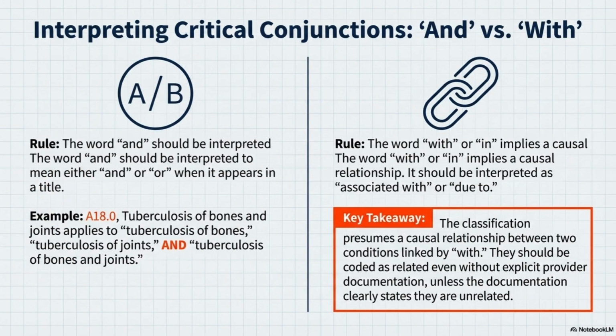The word "and" in a code title means "and/or." For example, a code describing tuberculosis of bones and joints applies to bones, joints, or both. The word "with" or "in" implies a causal relationship. ICD-10-CM presumes that conditions linked by "with" are related, even if the provider does not explicitly state the connection. Only when documentation clearly states the conditions are unrelated should they be coded separately.